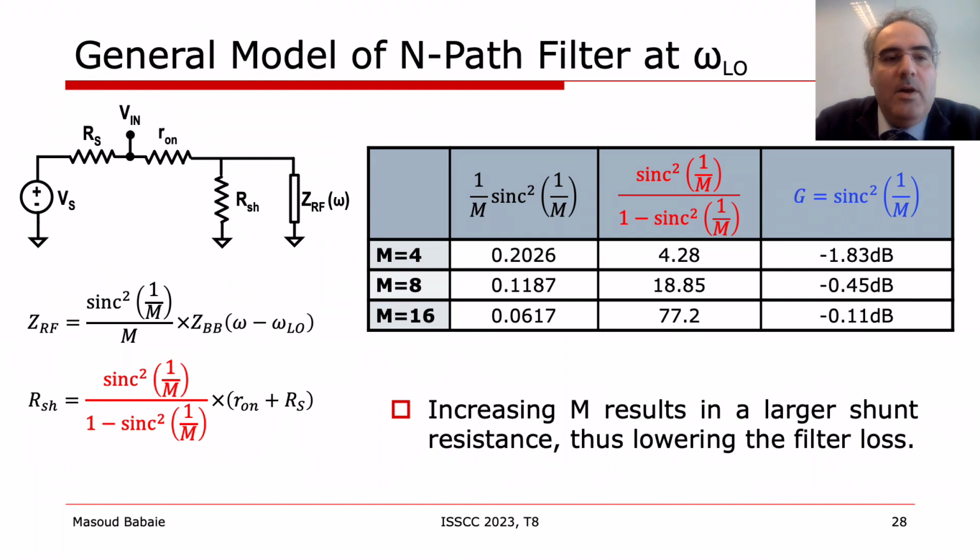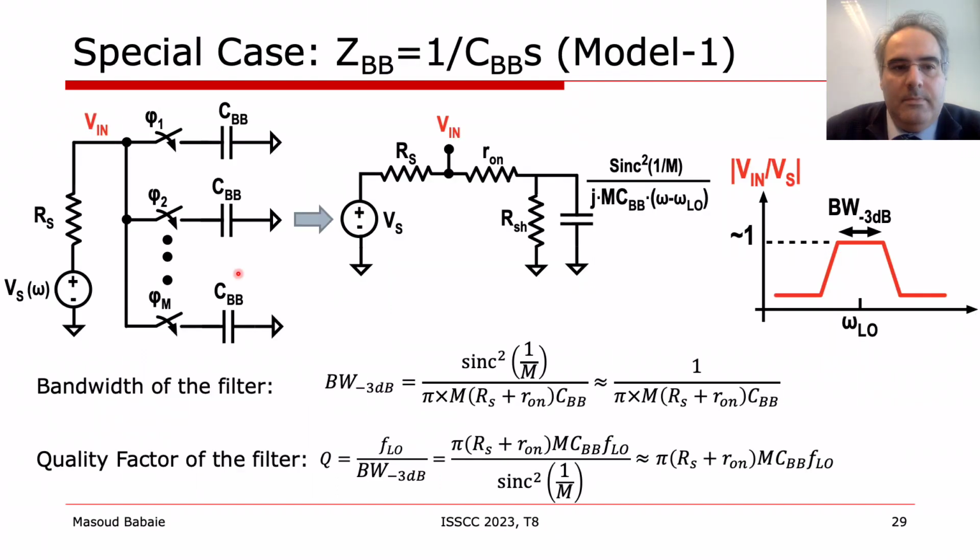As can be gathered from the equations for RSH and gain, both the shunt resistance and gain are strong functions of the number of LO phases. By increasing m, Vin is a better approximation of the input signal, and the shunt resistance becomes larger, and the system loss becomes smaller. Even by m equal to 8, the system loss is as low as minus 0.45 dB. In a special case, we can replace the baseband impedance with the baseband capacitor. Then we have the following model and transfer function.